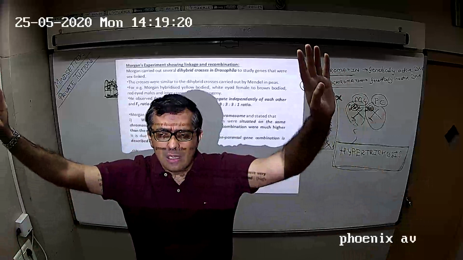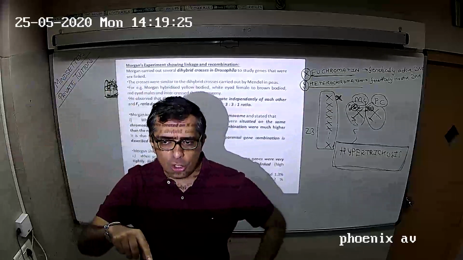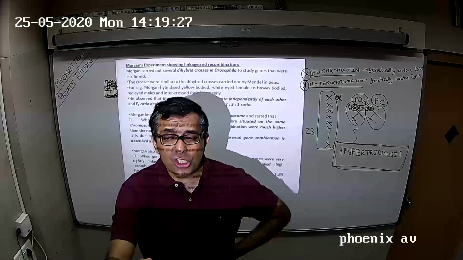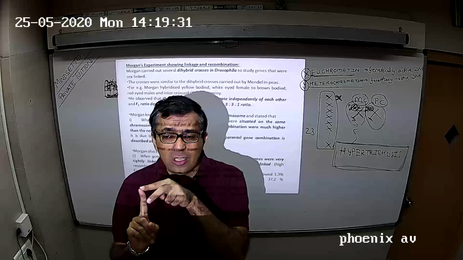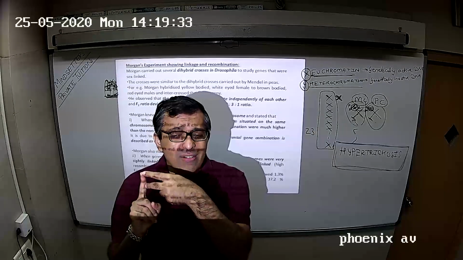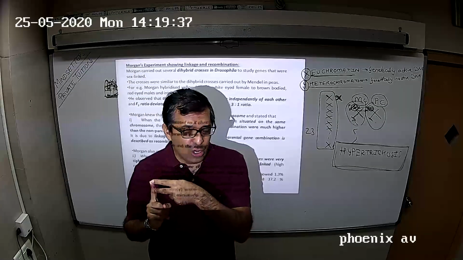Majority parents or majority offsprings are like parents, तो उनके parentally combination होंगे, recombination नहीं होगा. Recombination नहीं होगा because these genes don't separate because they are very tightly linked together और उनके बीच में recombination नहीं होते हैं.